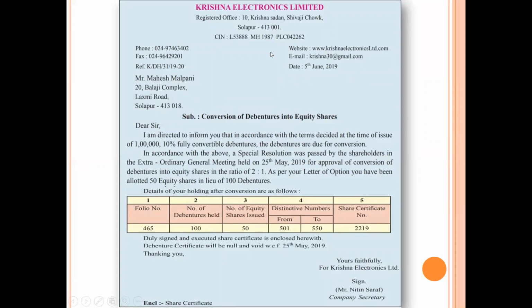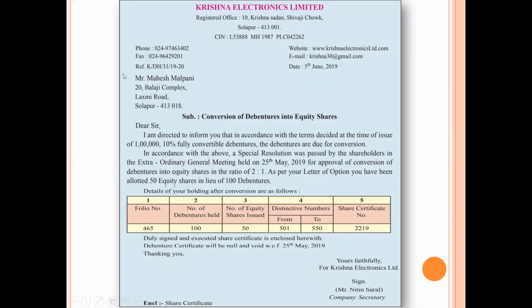As you can see, the name of the company is written on the top, Krishna Electronics Limited. The address along with the CIN, again CIN stands for Corporate Identity Number. It is a 21 alphanumeric code, consisting of alphabets and numbers. On the left hand side, you have the phone number and the fax number, and on the right side, the website and email address.